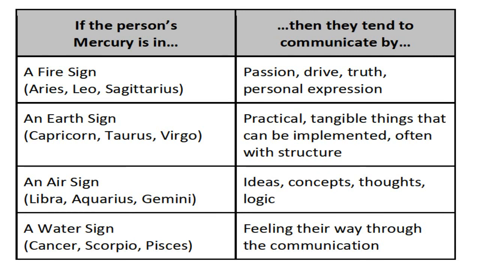So again, the 4 elements of Mercury, right? Fire, earth, air, and water. You can use that definitely in business and sales and everyday conversations. It can eliminate a lot of problems in a relationship.